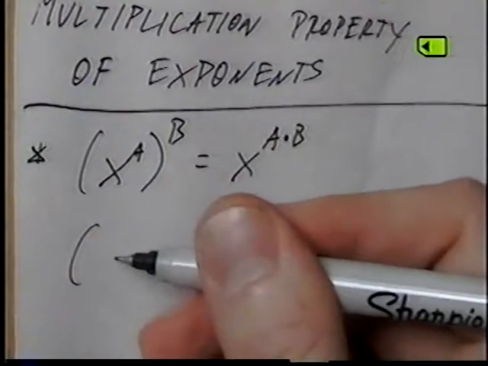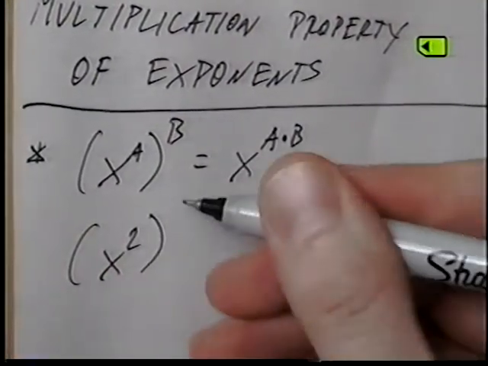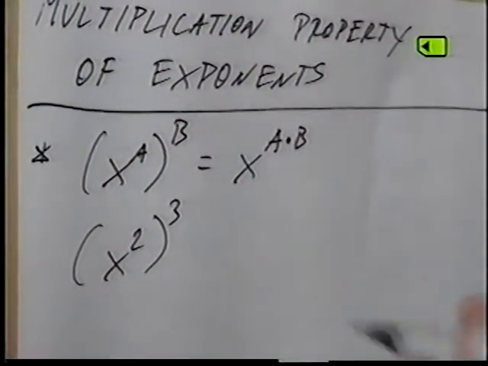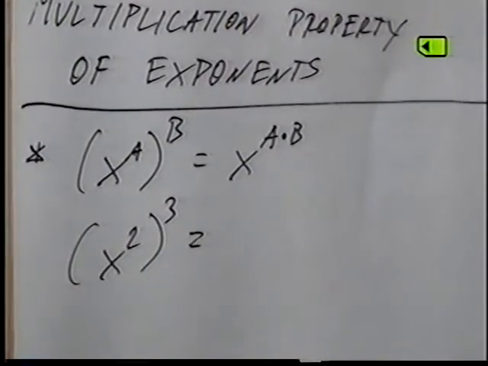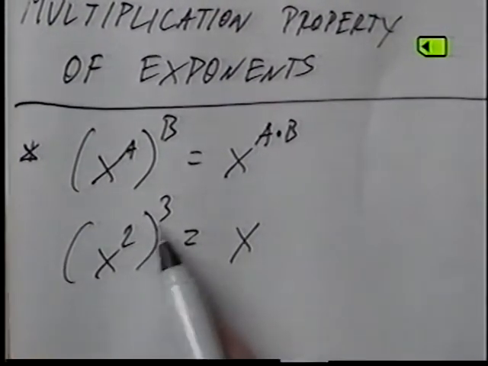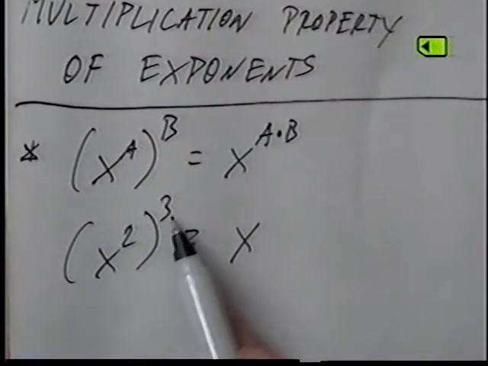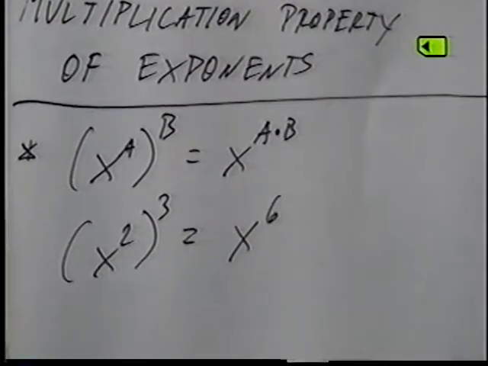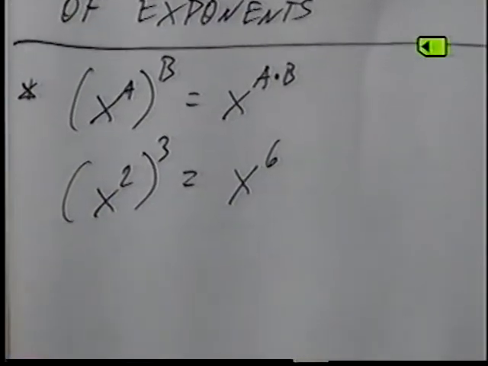First question, x squared and cubed or to the third power on the outside. Again, for these, the x stays the same. And if you have two exponents separated by parentheses, you can multiply those together, and you get x to the 6th power.